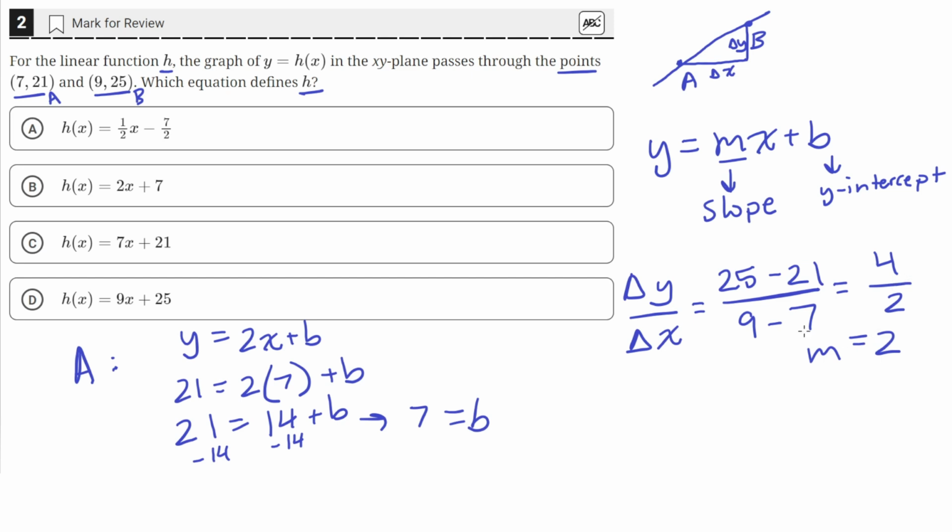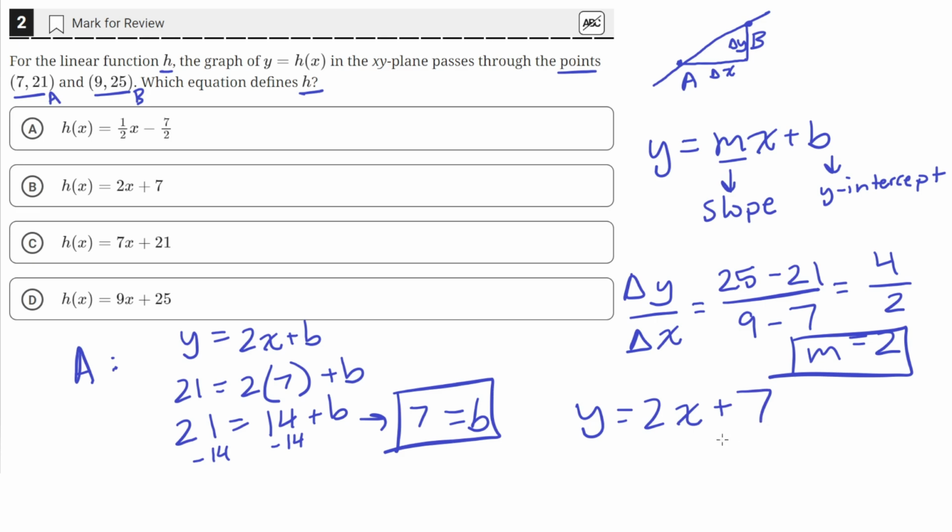So now we can plug in both of these pieces of information into the slope-intercept form. So y equals 2x plus 7. And that is answer choice B.